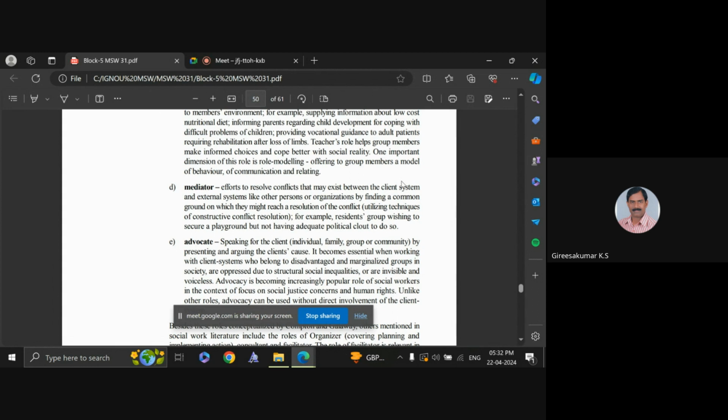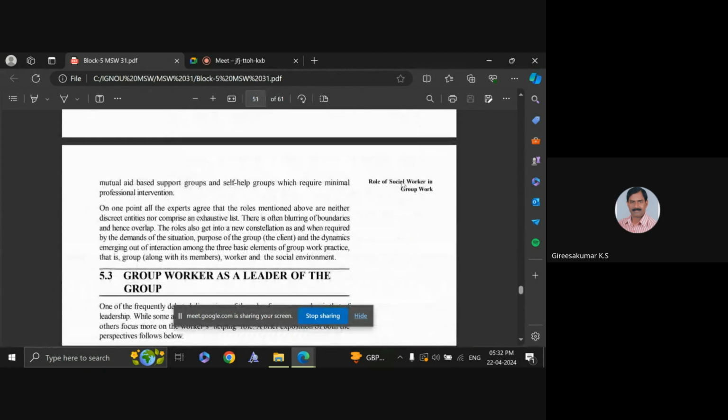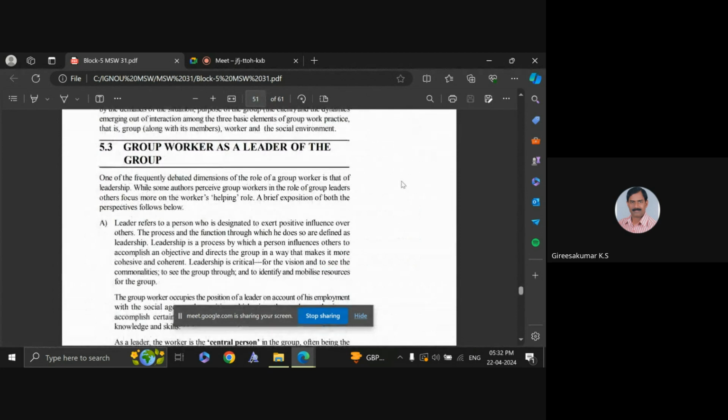Then advocate, because he is an advocate of the client, he should speak for the client. Then group work, as a leader of the group. The group worker is a leader, a real leader in everything. Otherwise, he is lacking leadership, and he can't do anything.